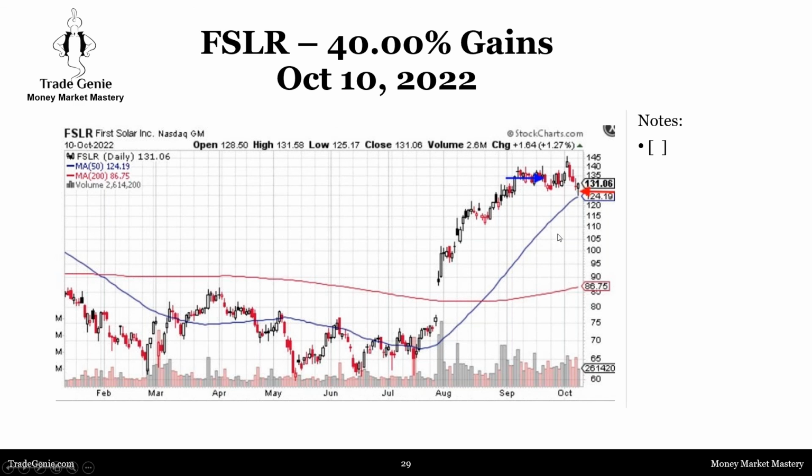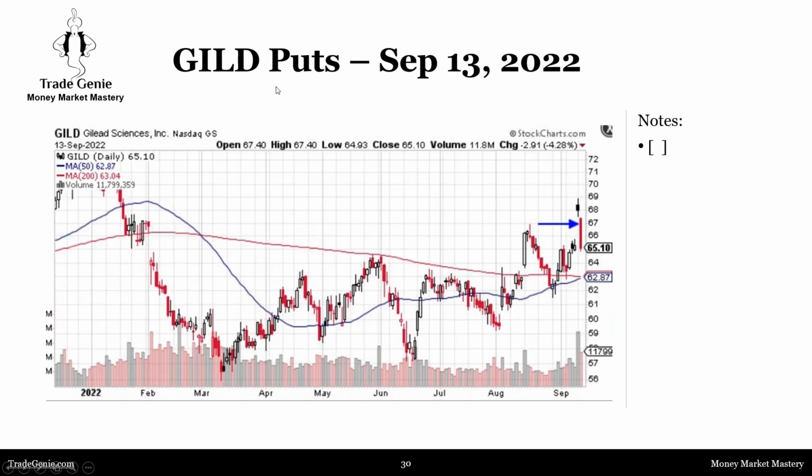So it did not fall the way I expected. I have a 40% gain. I get out. So I got out. GILD puts. So what are the chances that GILD, after gapping up, is gapping down? When the stock gaps up and then gaps down, that's a no-no. Why did you gap up and then why did you gap down?